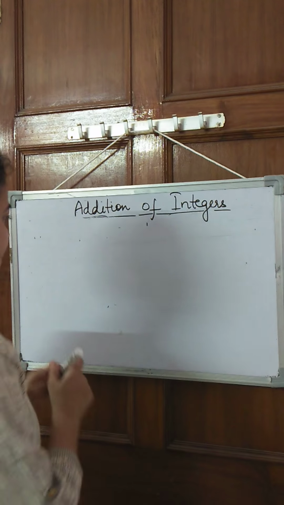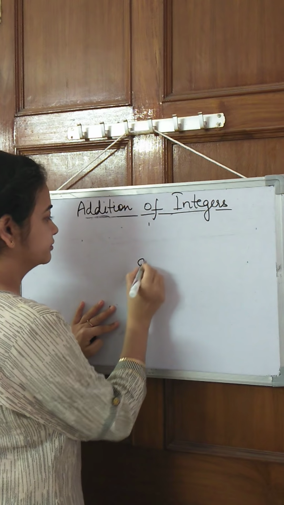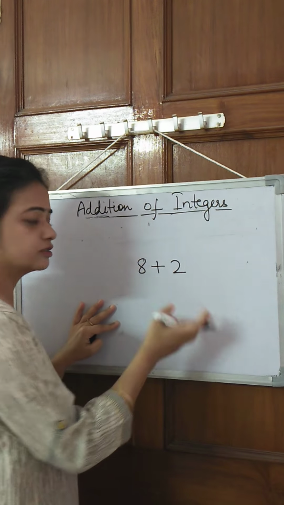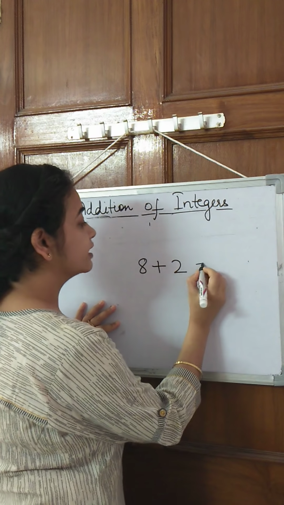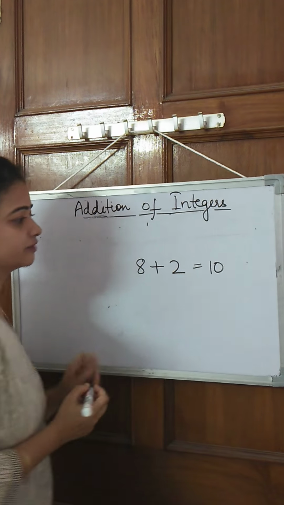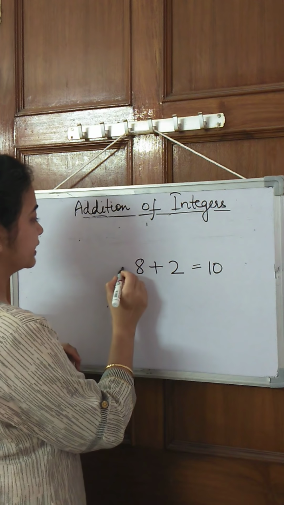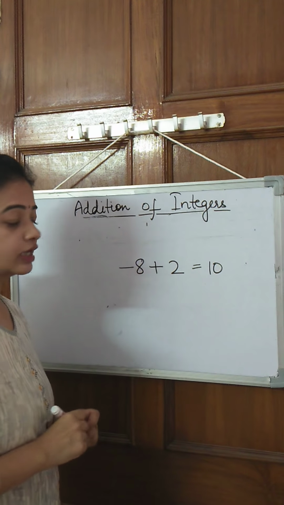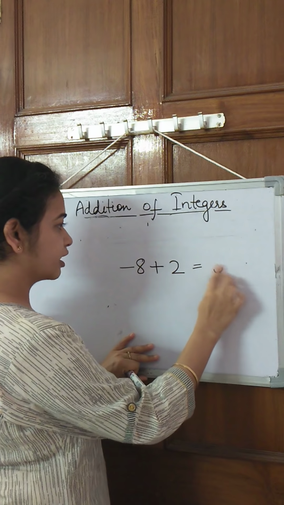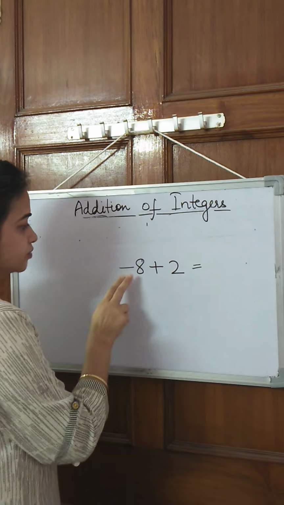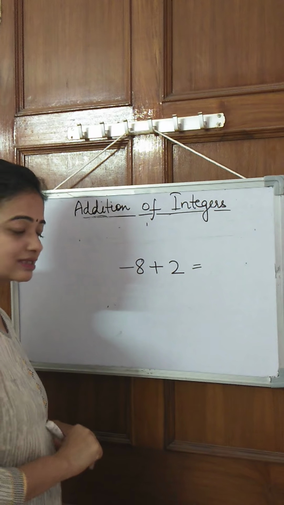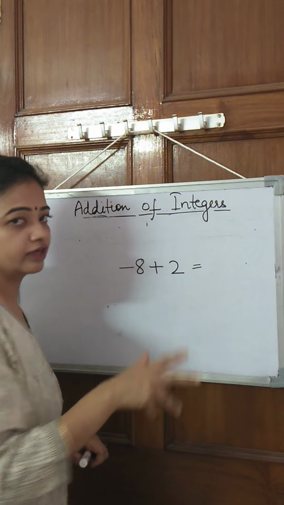Let's take a simple example first. If I have to add 8 and 2, 8 is a whole number, 2 is a whole number, and if I have to add 8 and 2, I will simply write 10. 8 plus 2 is 10. But if I put a negative sign in front of this 8, then you have two numbers here: minus 8 and plus 2. Now in this case what do we have to do?